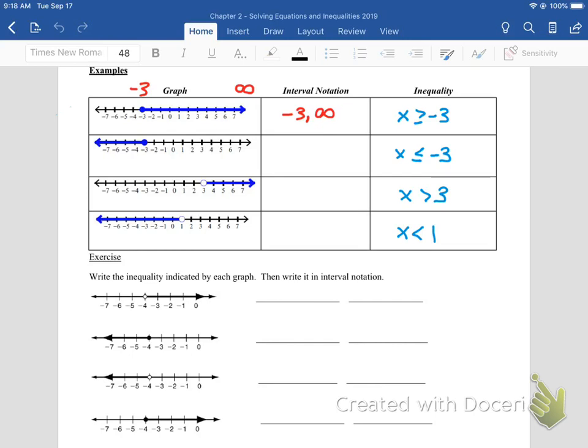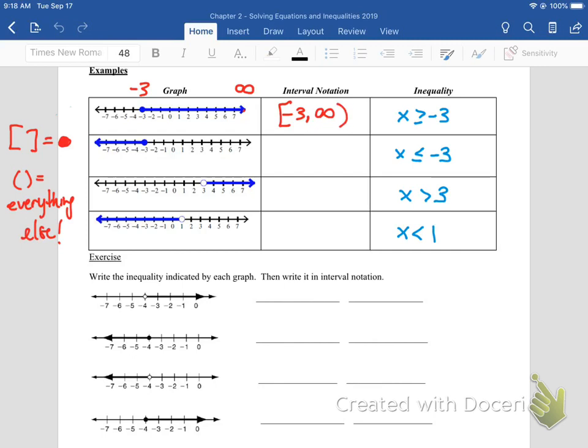Now I've got to put the brackets or the parentheses. So I'm going to make it really easy for you. If you see a closed circle on any side, that is a bracket. Everything else is parentheses. So I see a closed circle on the negative 3, brackets on this side. Okay, that's not over here, so that is parentheses.